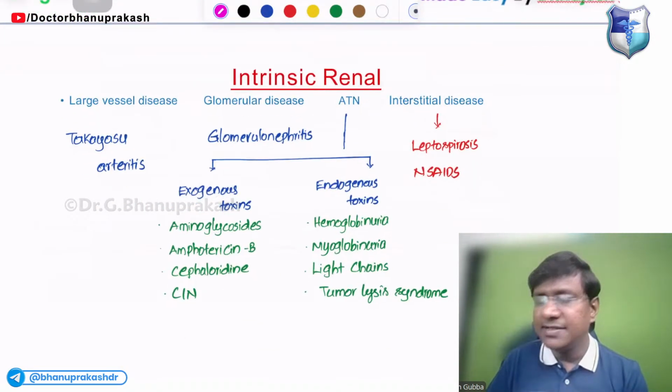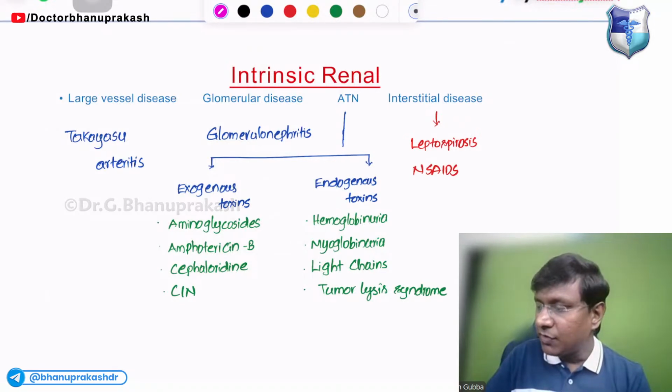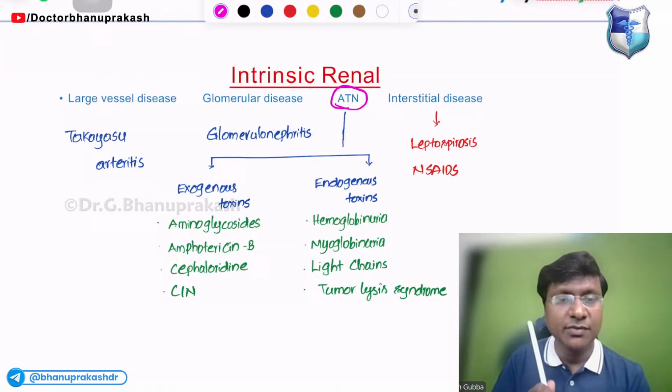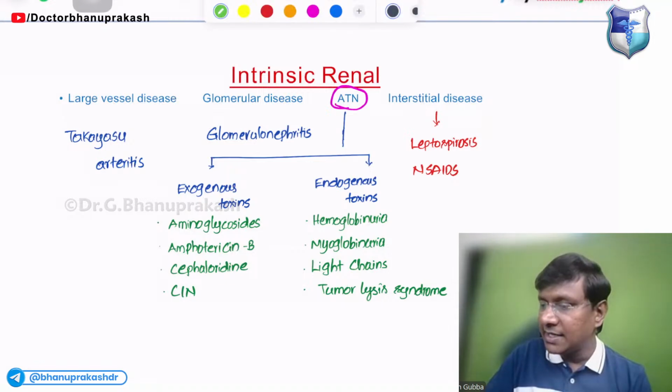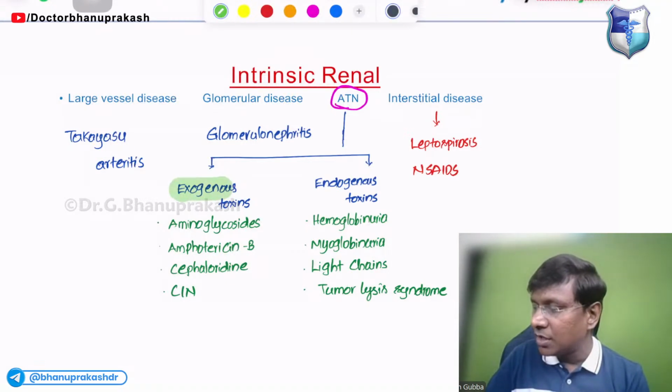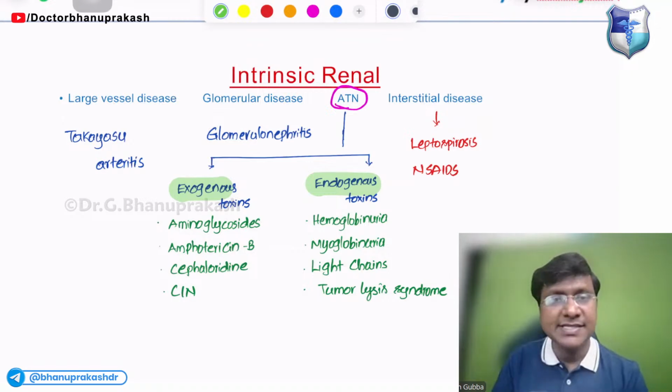Whereas in the intrinsic type of acute kidney injury, the problem is within the kidney itself, right? Now, one of the very important etiologies causing intrinsic renal injury will be acute tubular necrosis. This acute tubular necrosis can occur secondary to ischemia, or secondary to exogenous or endogenous toxins. What are the exogenous toxins? Like aminoglycosides, basically the antibiotics. What are the endogenous toxins? Like hemoglobinuria, myoglobinuria, light chains that is observed in case of multiple myeloma, and tumor lysis syndrome. These are the conditions where you will have acute tubular necrosis.